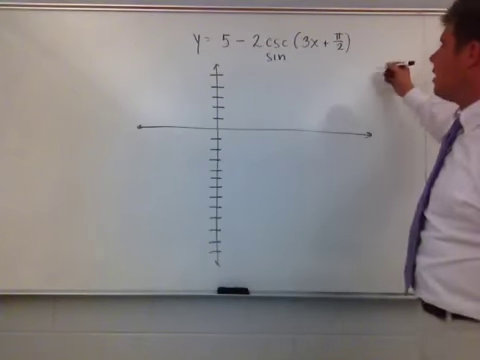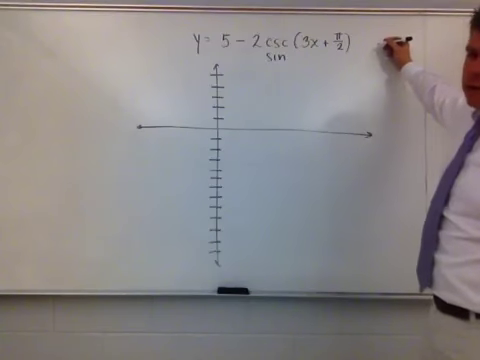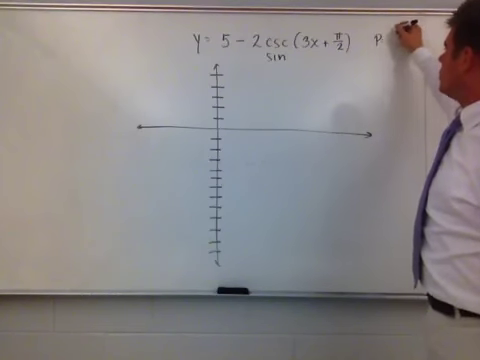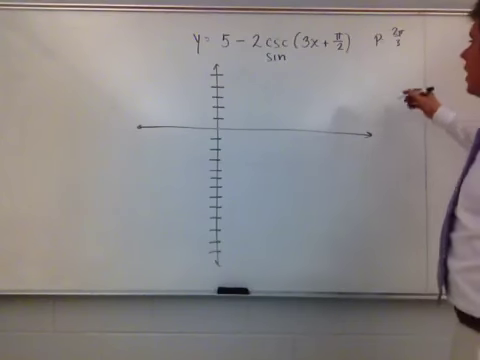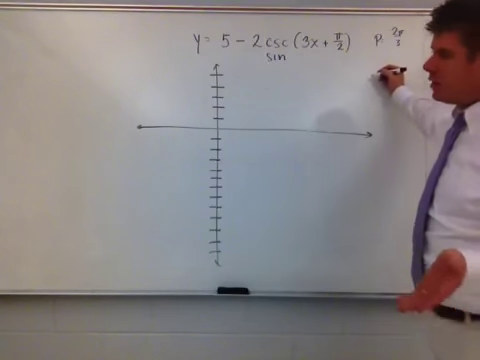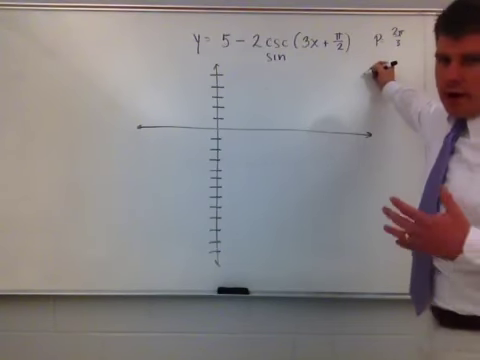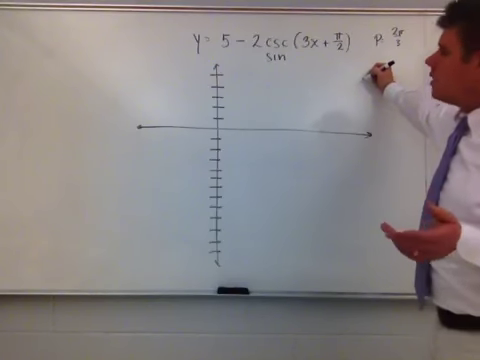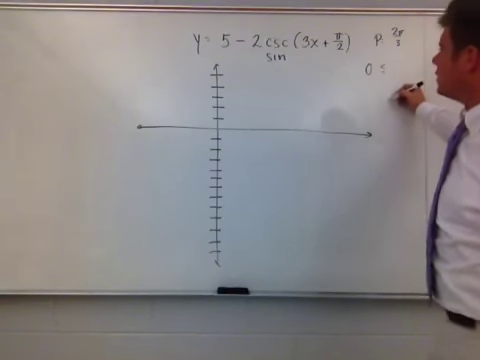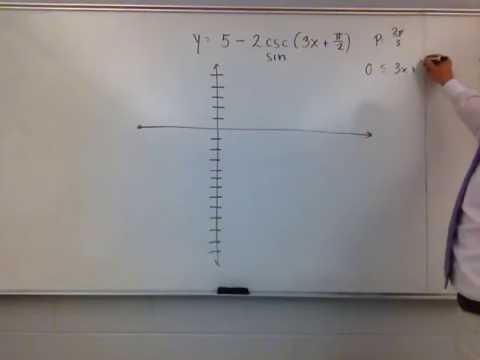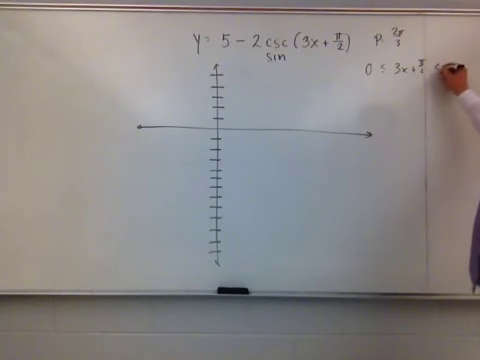The first thing I need to figure out here is what my new period is going to be, and the period is going to be 2 pi divided by 3. So done that part. And then I need to figure out what my phase shift is going to be. So what's my new start and end point going to be in this case? So I come up here and I solve the compound inequality of 0 is less than or equal to 3x plus pi over 2, which is less than or equal to 2 pi.